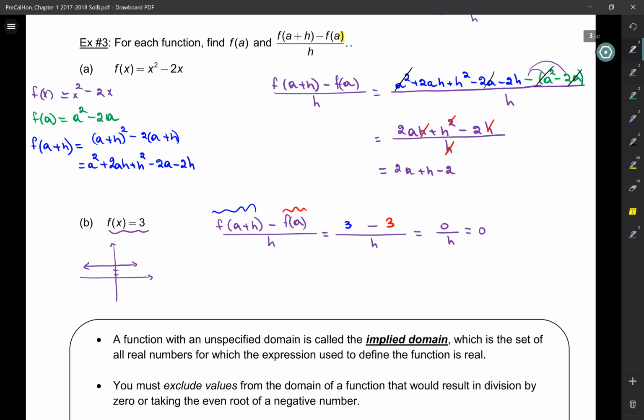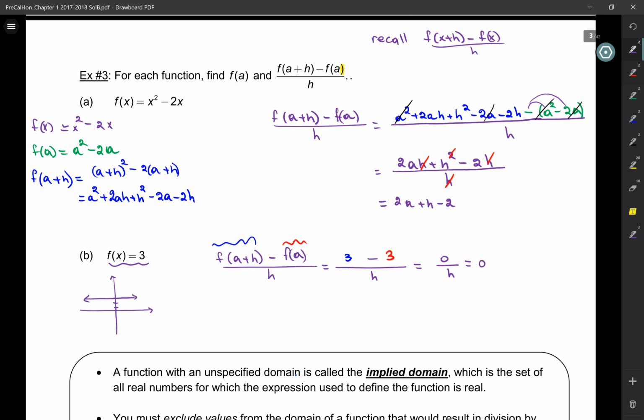Find f of a and f of a plus h. Oh, you know what? I didn't even see that part. I just zoomed to this part. So what would f of a be? 3. Right? And in this case, f of a was that one. I'm still stuck on the first one. How did you get the answer you got for f of a plus h?